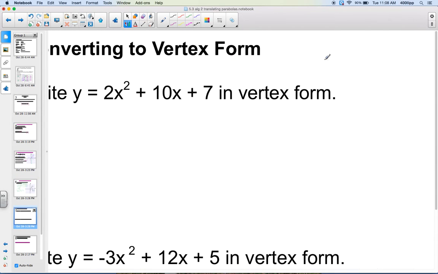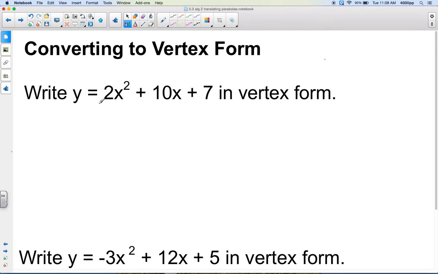Okay, so now we're going to convert to vertex form. So right now, obviously, it's in standard form. So let's write what standard form is: ax squared plus bx plus c. And we want to put it in vertex form. Vertex form is a(x minus h) squared, this is what we just learned today, plus k.